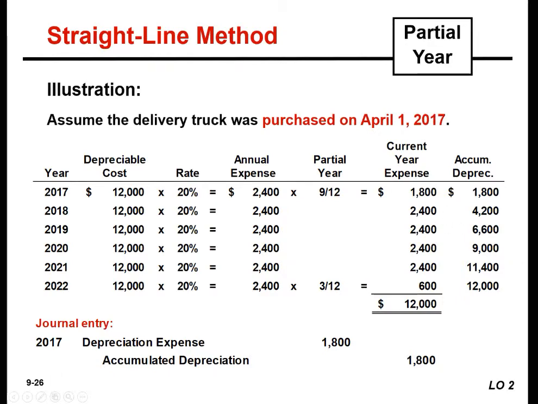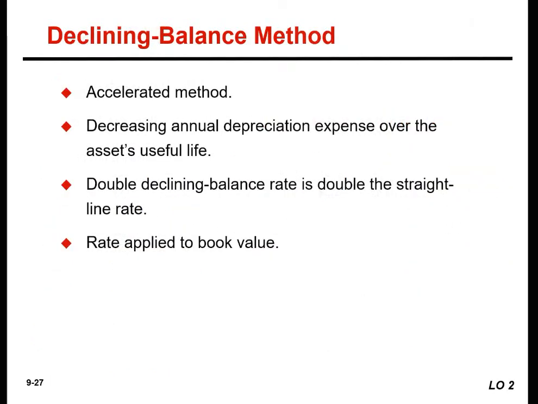The next method that we'll look at is the declining balance method. Declining balance method computes depreciation expenses using a constant rate applied to a declining book value. So now book value becomes a factor in determining what our depreciation will be for that year. This method is called an accelerated depreciation method because it results in more depreciation in the early years of an asset's life and less depreciation in the later years of an asset's life than does straight line depreciation.